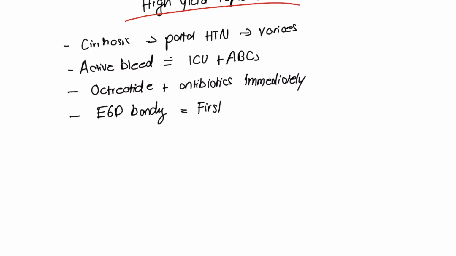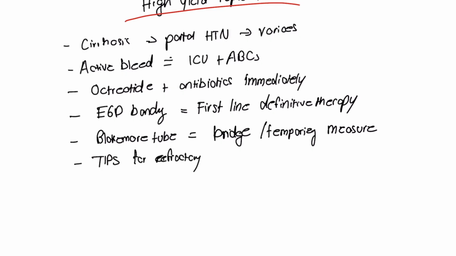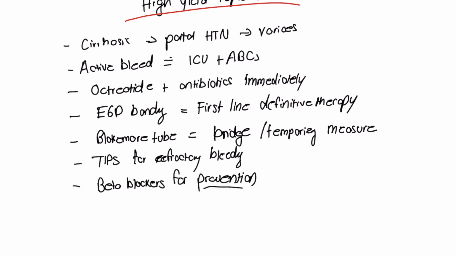EGD banding is the first line definitive therapy. If they're having hemorrhagic shock, you can place a Blakemore tube as a bridge or temporizing measure. And then if they're having refractory bleeding, again, you can use TIPS. And then the big thing for prevention is going to be beta blockers, which we've reviewed multiple times. That's the entire variceal bleeding management pathway. You should be able to answer any question that comes to you as it relates to varices.